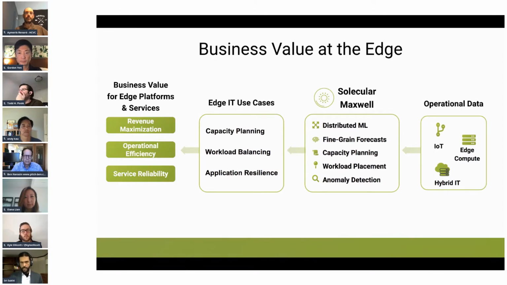And our technology platform is Maxwell, which is a distributed machine learning platform. So it locally is monitoring and analyzing resource usage data in edge IT without having to send all that data back to the cloud. So its primary outcome is fine-grained forecasts of resource usage. And we use that for capacity planning, placing workloads, and detecting anomalies. The source data that we use is, like I mentioned, right from the IT infrastructure itself, like CPU, memory use, and network and disk, in addition to IoT as well as other hybrid IT metrics.